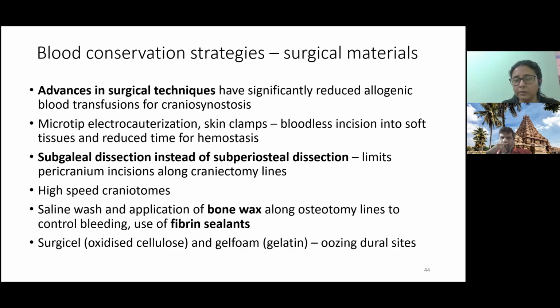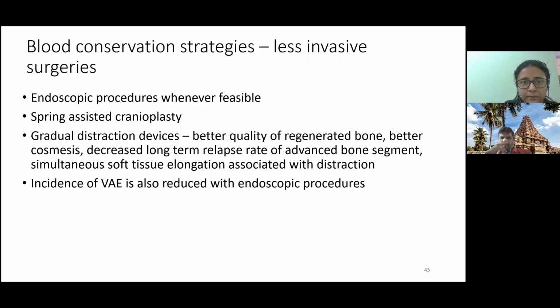This limits pericranium incisions along the craniectomy lines, and it has been found to reduce blood loss by 100 to 200 ml, which is a significant amount in small children. Then use of high-speed craniotomes, which reduces the time required for osteotomies. Saline wash and application of bone wax along the osteotomy lines to control bleeding, and use of fibrin glues. Then oxidized cellulose and gelatin for oozing dural sites.